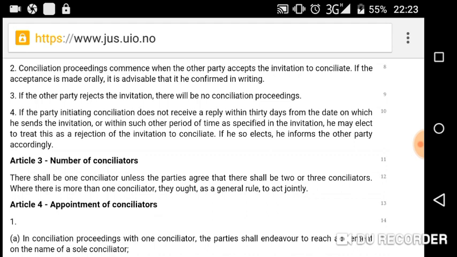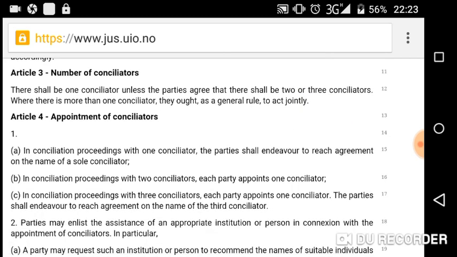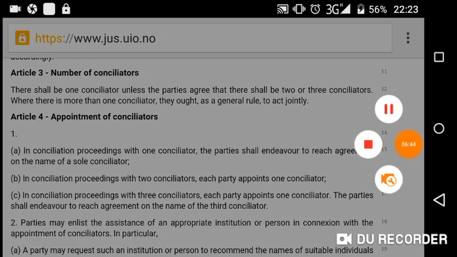he may elect to treat this as a rejection. If the second party does not accept within 30 days or within the time specified, then the first party can think that the invitation has been rejected. If he so elects, he informs the other party accordingly. That's it. Then Article 3, number of conciliators.